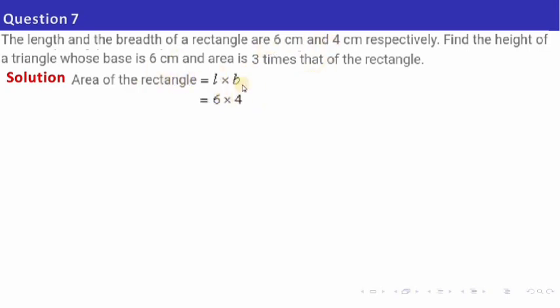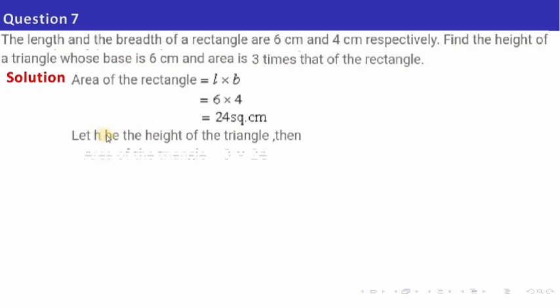So area will be L into B, that is 6 into 4, which is 24 square centimeter. Okay, now the question is asking you to find the height of the triangle whose base is 6 centimeter and area is 3 times that of the rectangle. So basically if h is the height, then the area of the triangle is given to be 3 times the area of the rectangle, which is 24, isn't it?